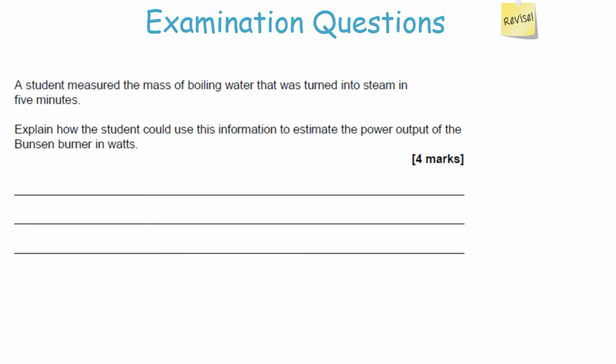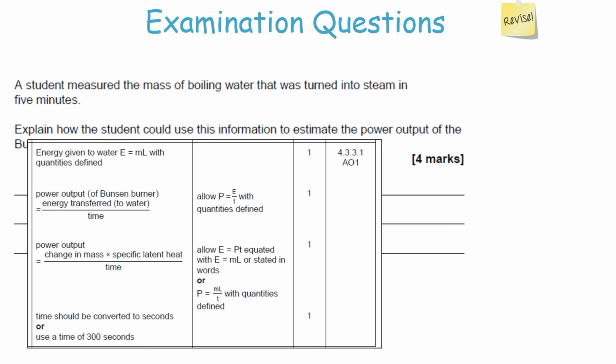Well, it's important to note that in the question it tells us that we've got the mass and we've got the fact that the water is turning into steam, so it's changing state. So at this point we've got to use the specific latent heat in this particular equation to work out our value. So what can we do? We can say that E is equal to mass times specific latent heat, which is an equation given to you in the back of the book. So we can say E equals mL.